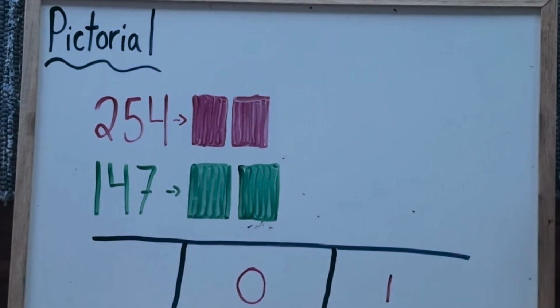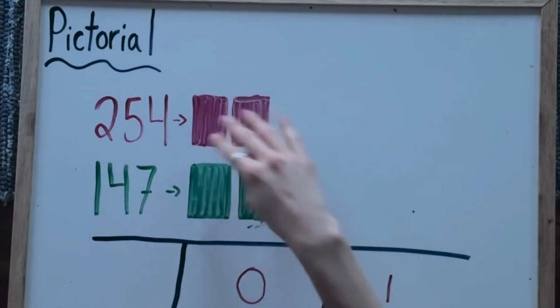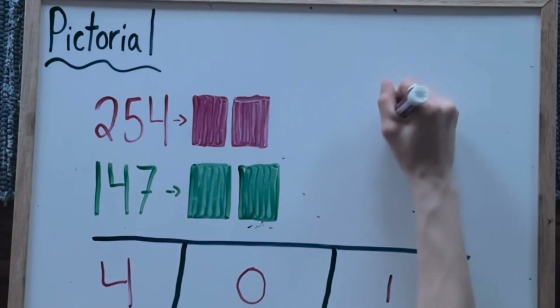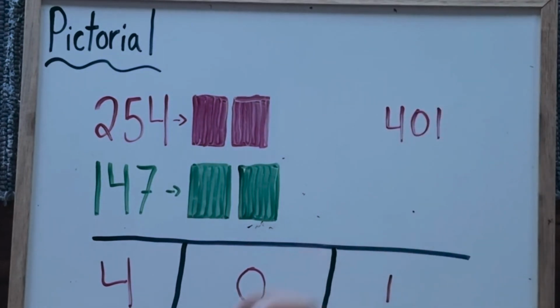Now looking at our hundreds, we have 4 flats. So we know that 4 flats equals 400. So our answer is 401.